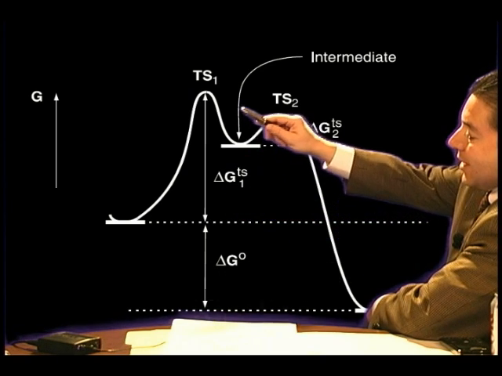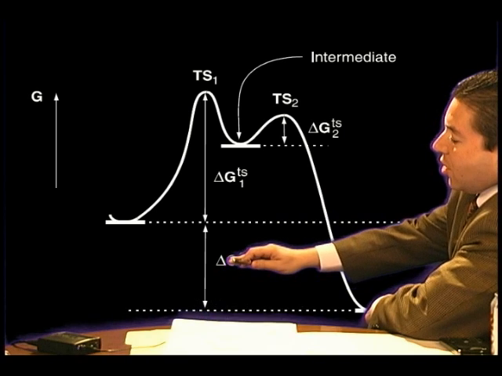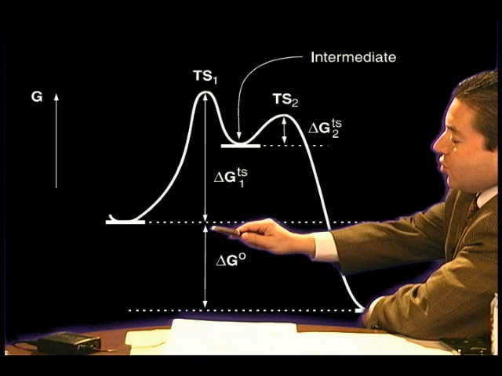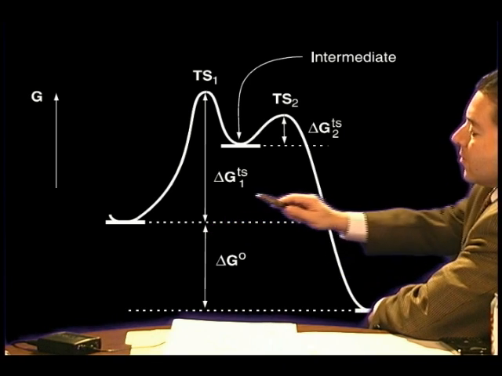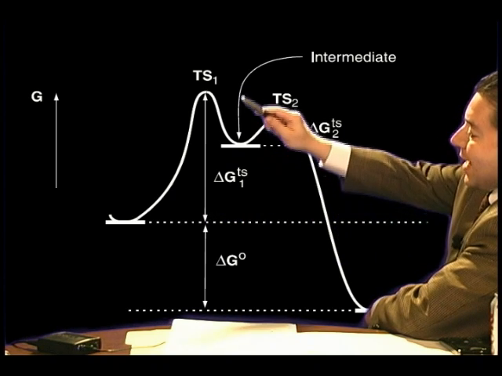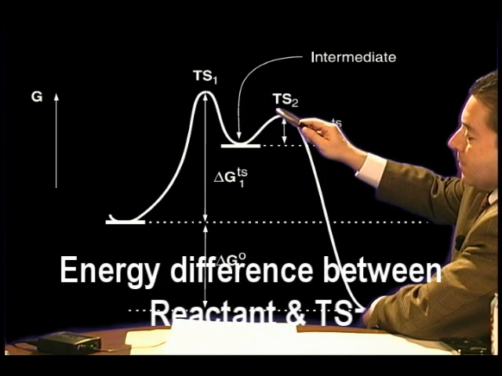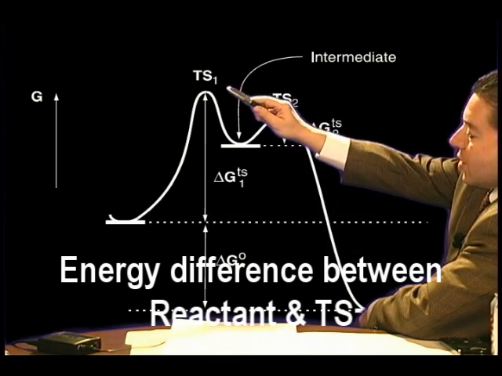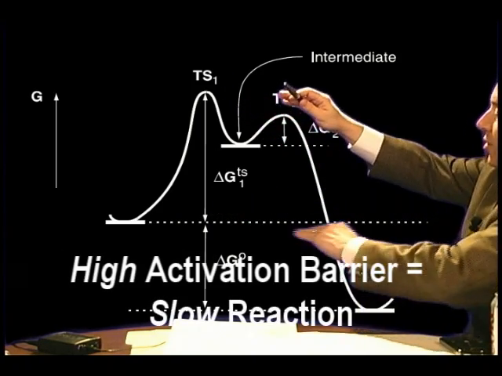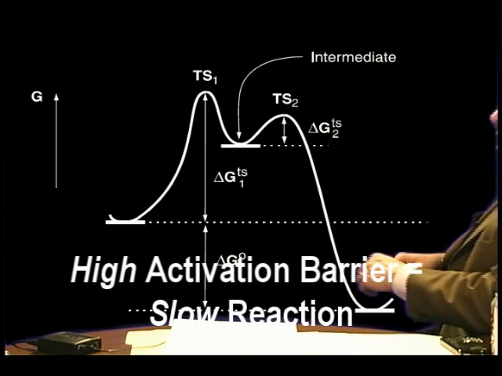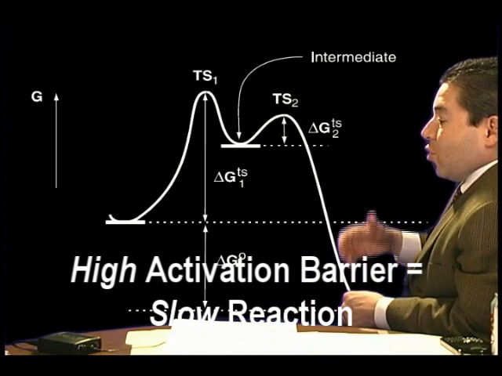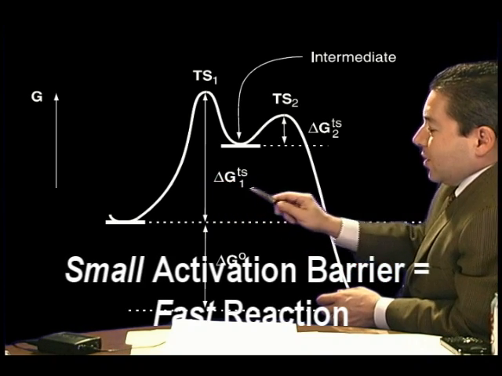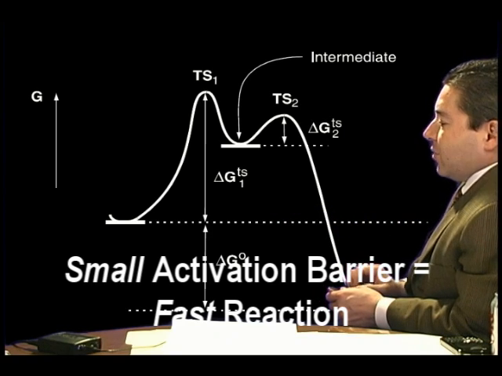On the other hand, we have the kinetics of a reaction. The kinetics is not the delta G naught, but the delta G transition state. And we're talking about not the energy transitions between the reactant and the product, but the energy transitions between the reactant and the transition states. So, for example, this delta G1 transition is the reactant in transition to transition state 1. A very high transition state or high reaction barrier, activation barrier, corresponds to a slow reaction. A very small activation barrier or small delta G transition is a fast reaction.